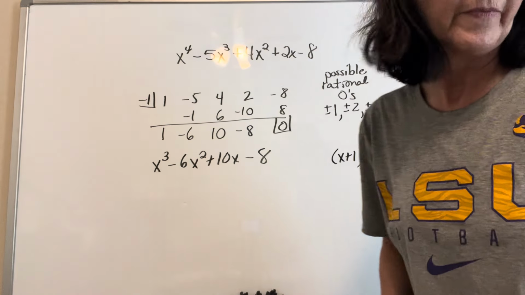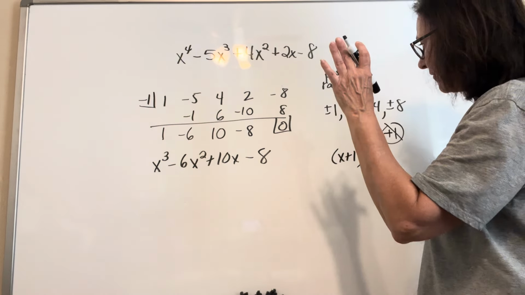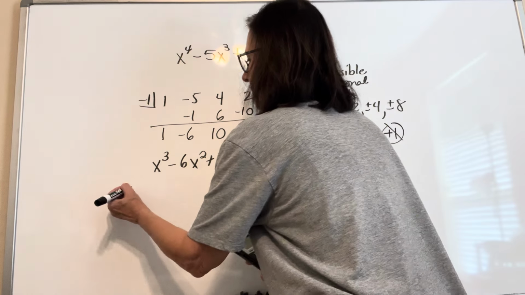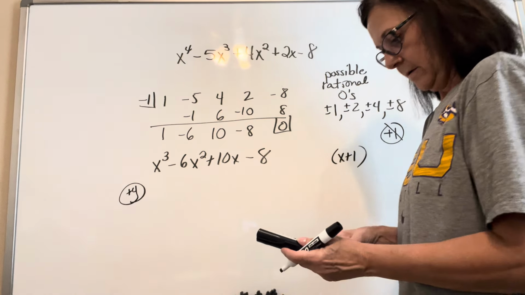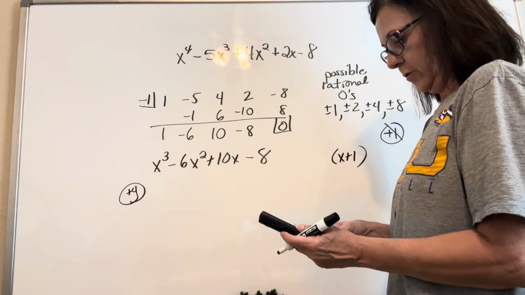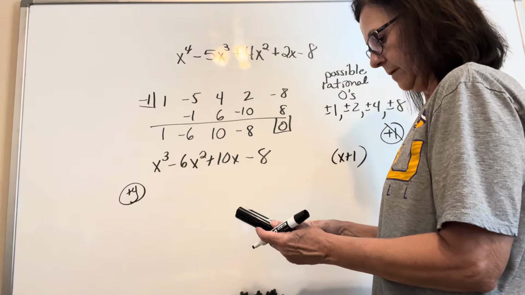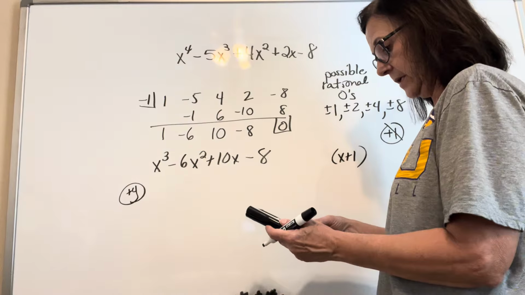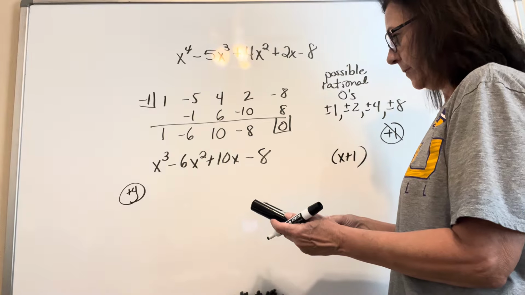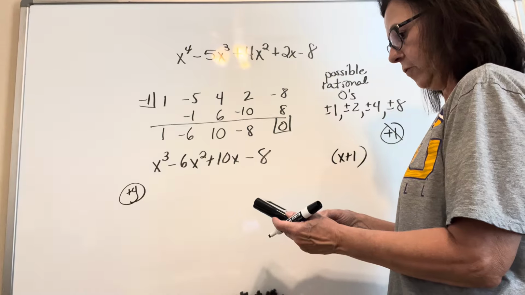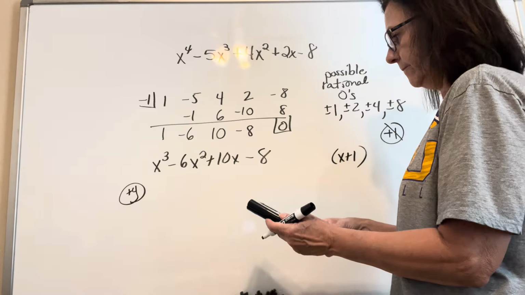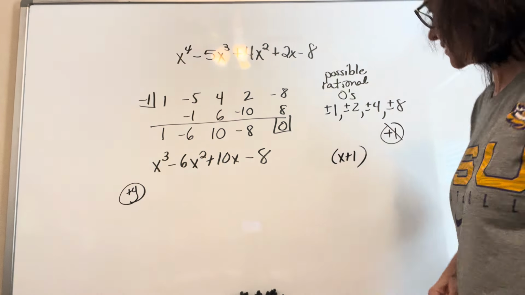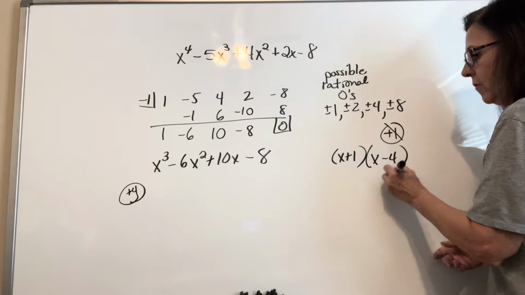I don't think 2 works, but I think 4 works. You can try all these, but let's just try positive 4. I'm going to need my calculator. So 4 cubed minus 6 times 4 squared, which is 16, plus 40. 40 minus 8 is 0. So positive 4 works. So another factor is going to be x minus 4.